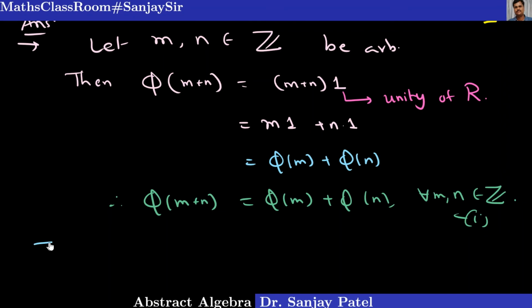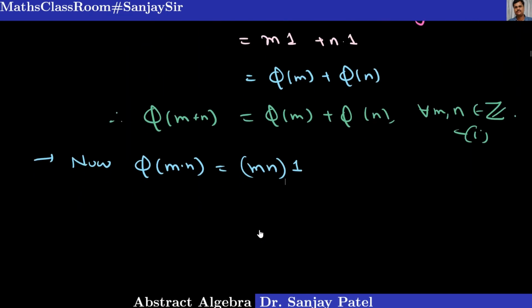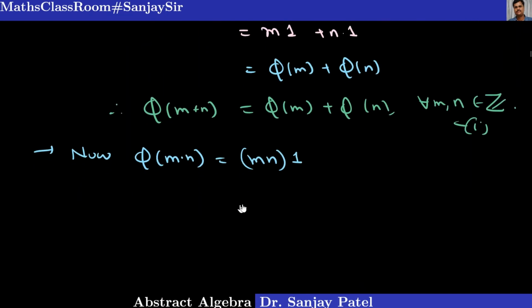we take again the two elements m and n belonging to Z, and consider phi of m into n. Phi of m into n means mn times 1. We can write it like this: m into n into 1.